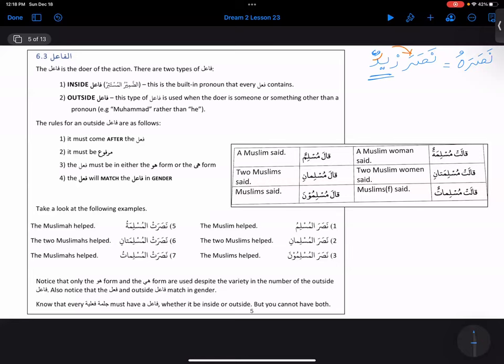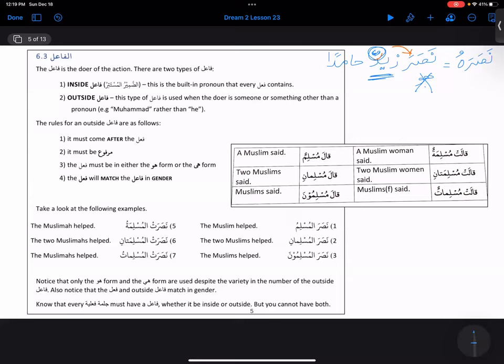Zaid helped. Simple. So basically what happened? Nasara has Hua in it. But when Zaidun comes into the picture, because now we are naming this Hua as Zaid, the job of this Hua is terminated. So now I'm going to say Zaid helped: Nasara Zaidun. And then I can say Hamidan. How are we going to translate now? Zaid helped Hamid. Yes.